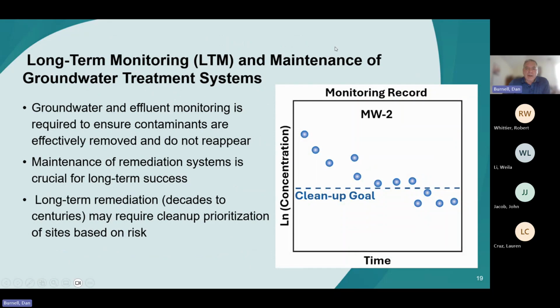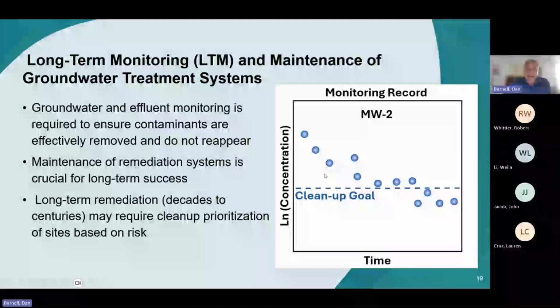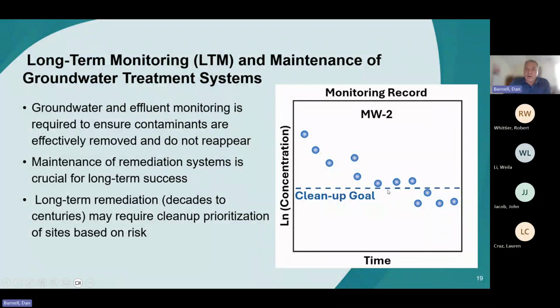And so as part of the remedy operation, we have to make sure and perform monitoring to assess how fast the cleanup is occurring and whether we're going to reach cleanup goals. And so we call this long-term monitoring, or LTM. And this monitoring is performed in the wells in our monitoring network to evaluate how the cleanup is occurring in different parts of the plume.